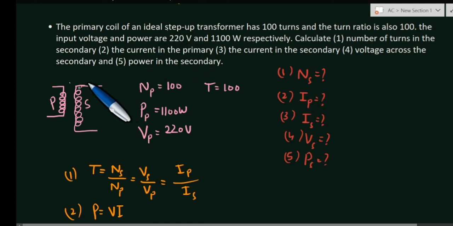They have given here a step up transformer. That means the number of turns in the primary should be less than the number of turns in the secondary. So this is the input side and this is the output.